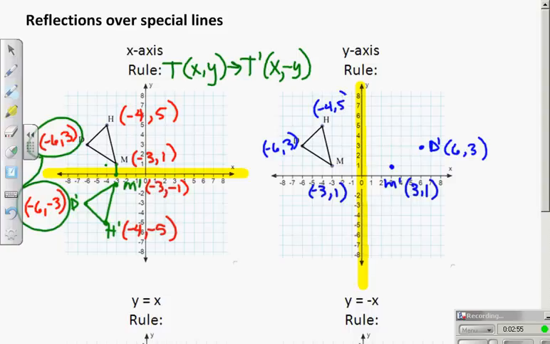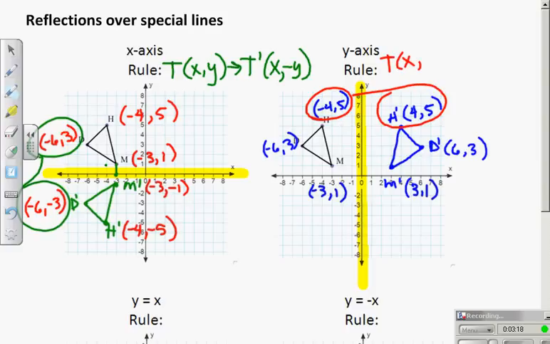And H is at -4, 5. H prime is going to be at 4, 5. So again, if you look at the corresponding pre-image and image points, what you see happening for the rule is that I took my original x and y and I changed the sign on the x and the x only, and I left the y alone.